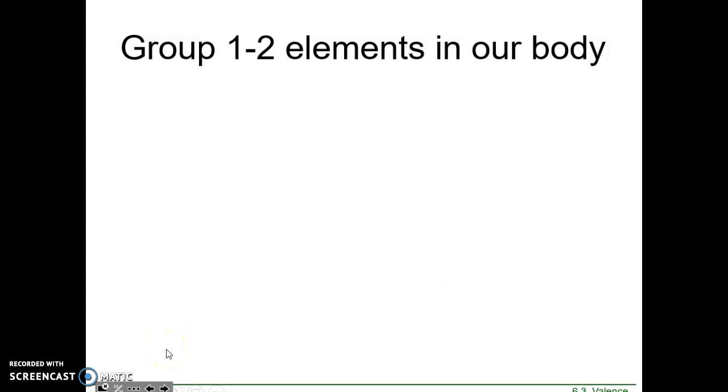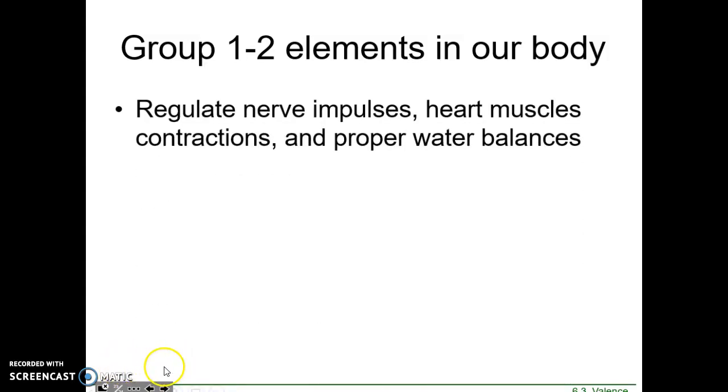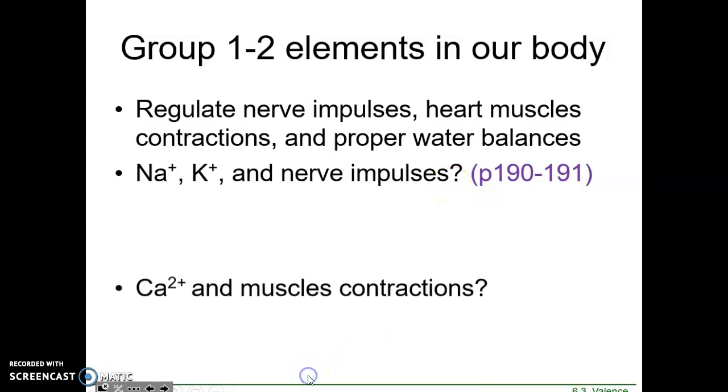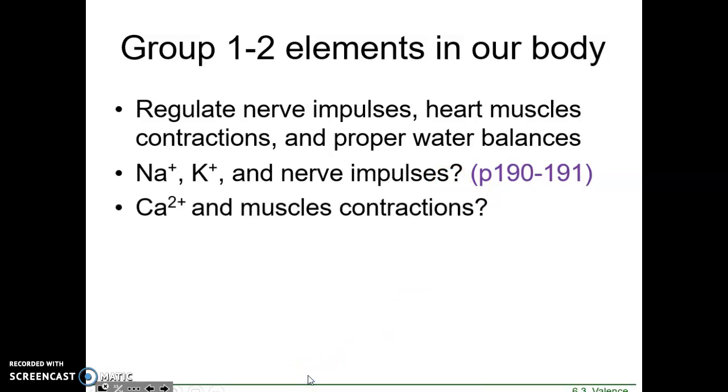Okay, looking at the chemistry in context, please write this down. Group 1 and 2 elements in your body. So when you read these pages, I want you to be able to answer these questions. So groups 1 and 2 elements regulate nerve impulses, heart muscle contractions, proper water balances. They're super important. So a question for you is on page 190 and 191, what do sodium and potassium and nerve impulses all have in common? How are they all related? And what can you tell me about calcium ions and muscle contractions?